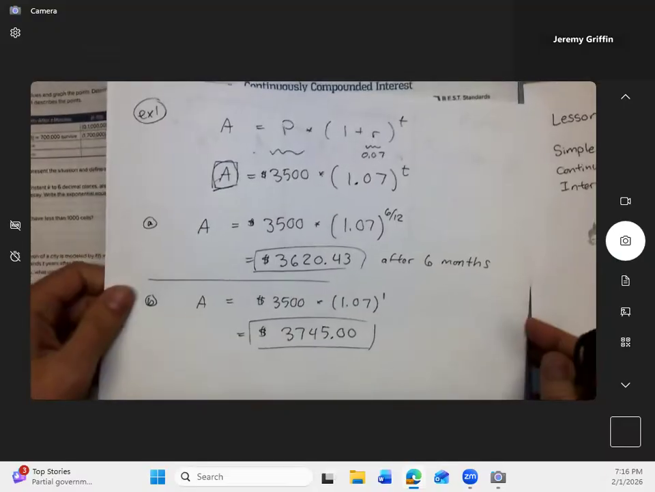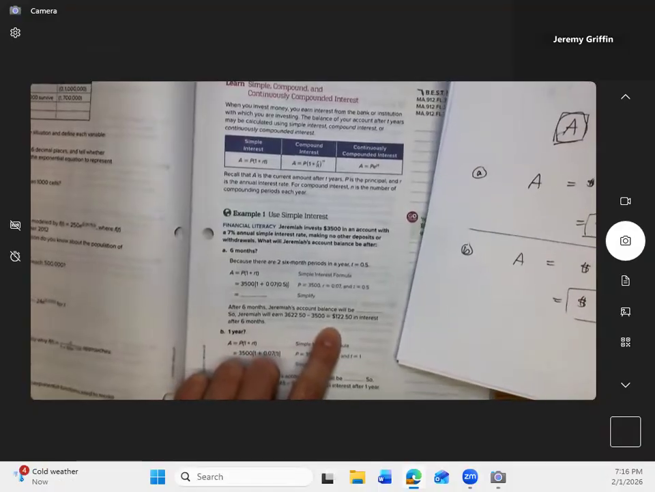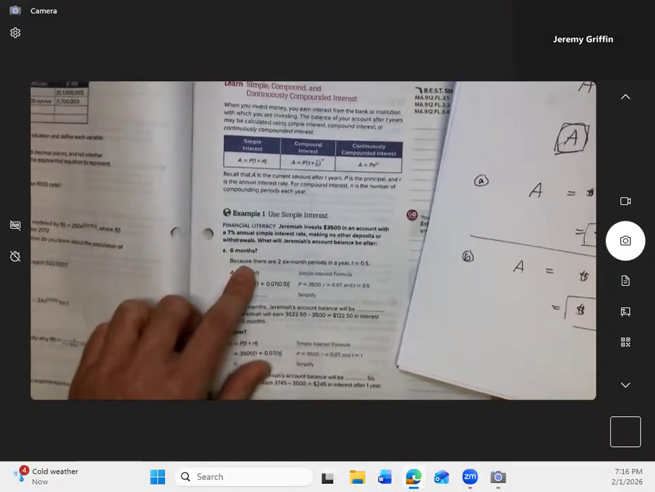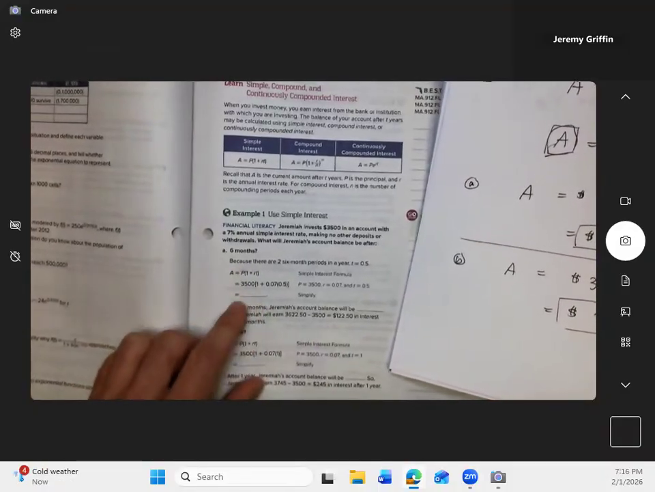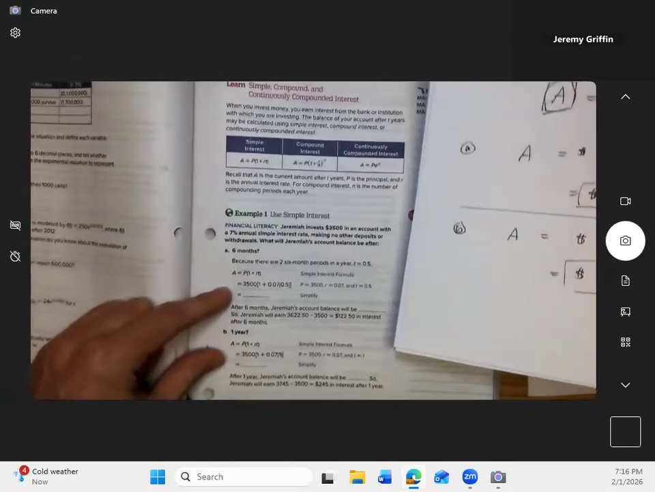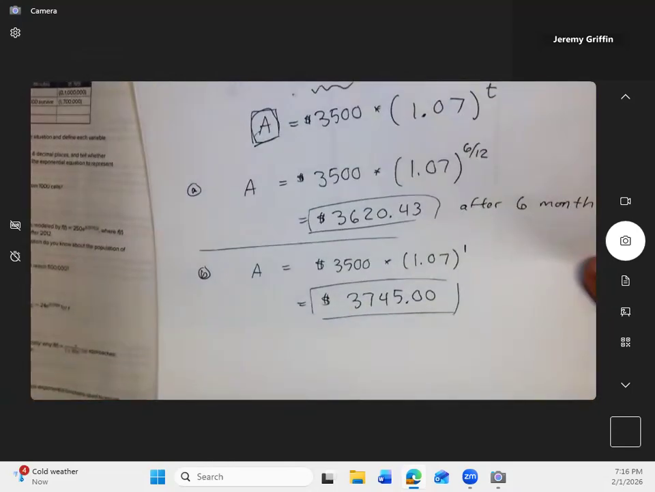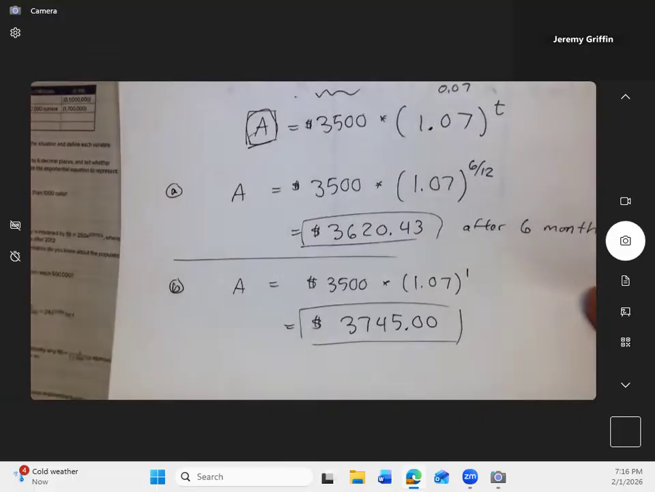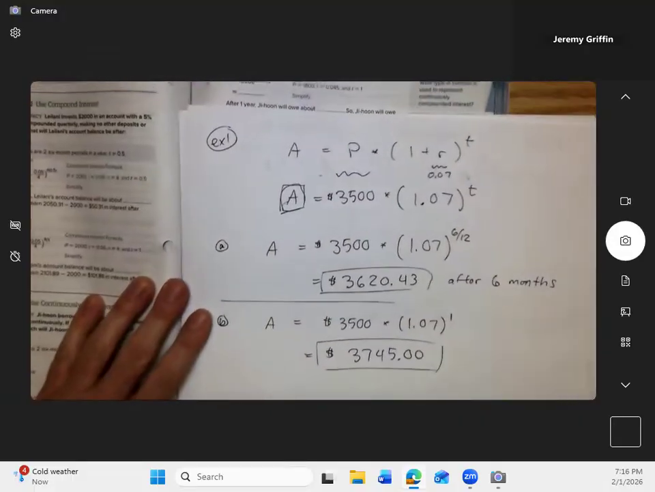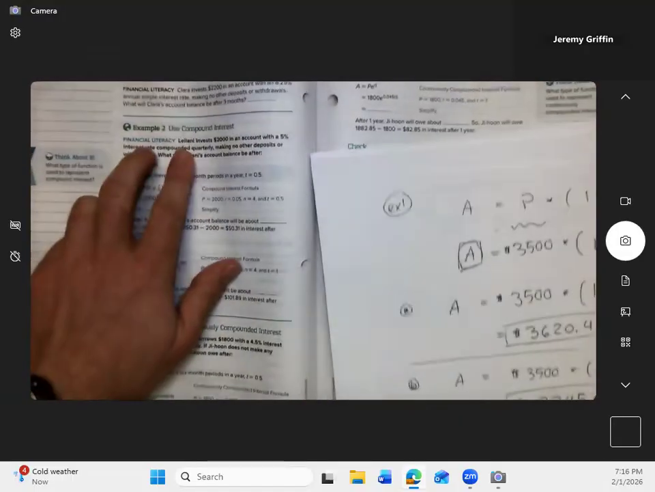All right, let's see if that's what your book got. They should give me answers on this. Let's see, what was the account balance? Oh, okay, they left some blanks here. I mean, that's what it would be, though. All right, that looks about right. It looks reasonable. All right, Example 2, compound interest. Over here.